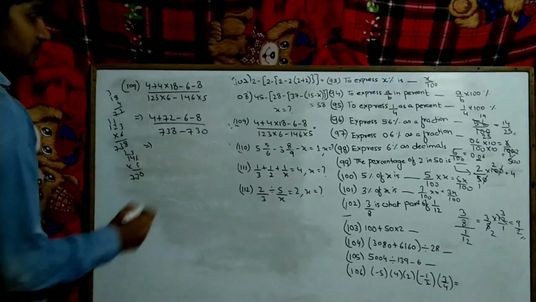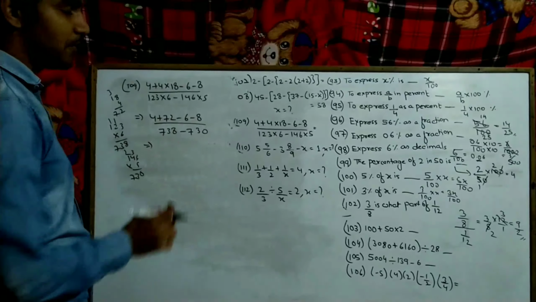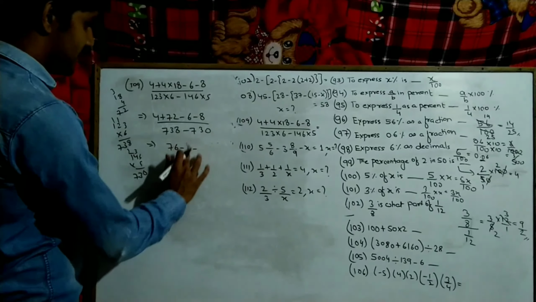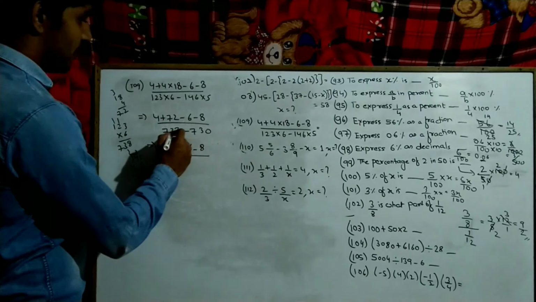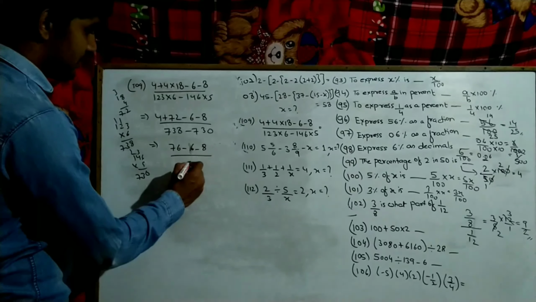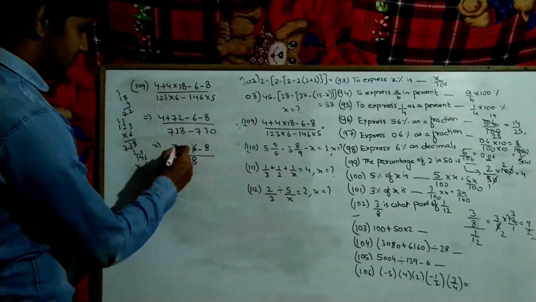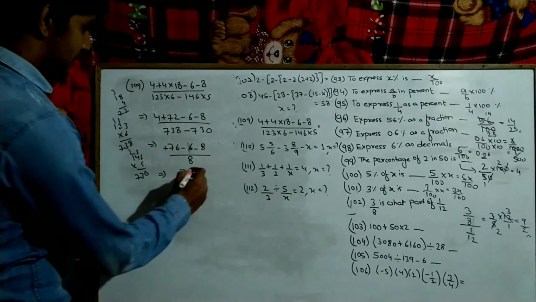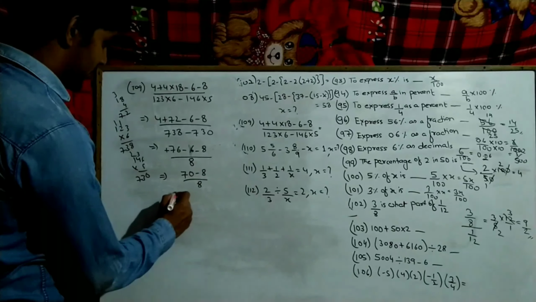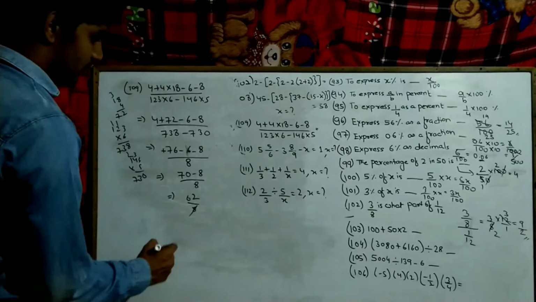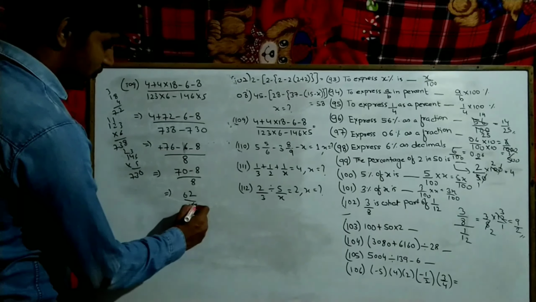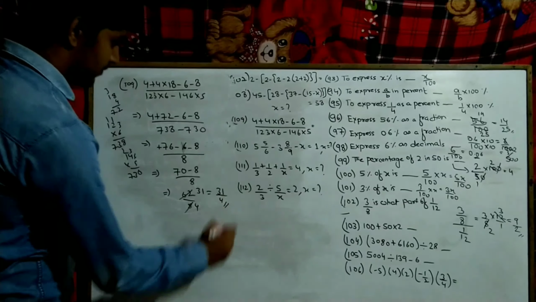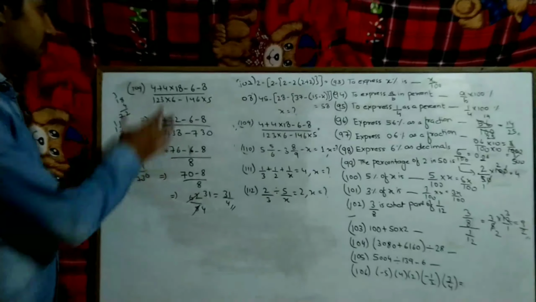Okay. Now which one will come? Addition first will come or subtraction? Addition will come. So 76 minus 8 by 738 minus 730, it comes 8. Okay. Now 76 minus plus minus will be minus. So 70 minus 8 by 8. So it comes 62 by 8. So this is 2 times 4, 2 4s are 8 and 31. So it comes 31 by 4. Okay, clear everyone? This is a 109 problem.